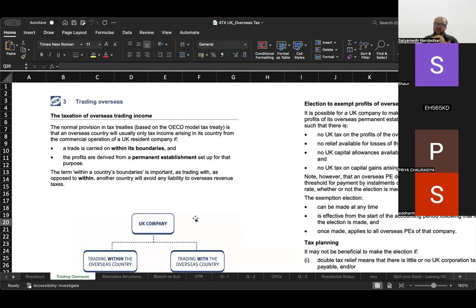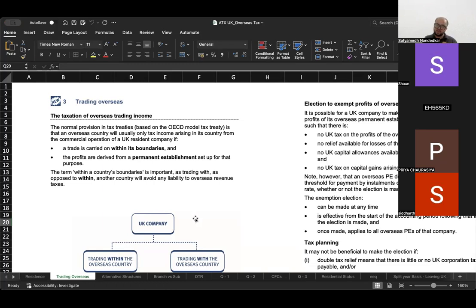If I am a company which is resident in the UK and I am trading with, say, someone, I am exporting goods to the United States of America. When I am exporting goods to the United States, I am receiving income in the UK. I am trading with another country, and income that is received will be taxed in the United Kingdom.